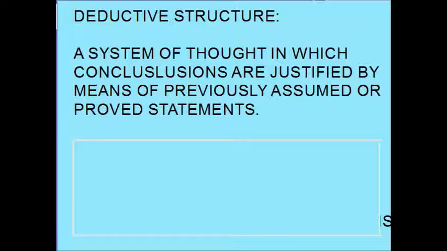Alright, so let's get started by talking about deductive structures. Deductive structures. A system of thought in which conclusions are justified by means of previously assumed or proved statements. Wow, that's a mouthful. So what do you think we're actually talking about here? A system in thought, so a way that we're thinking, in which conclusions, so the ending, are justified by previously assumed or proven statements. Give it some thought.